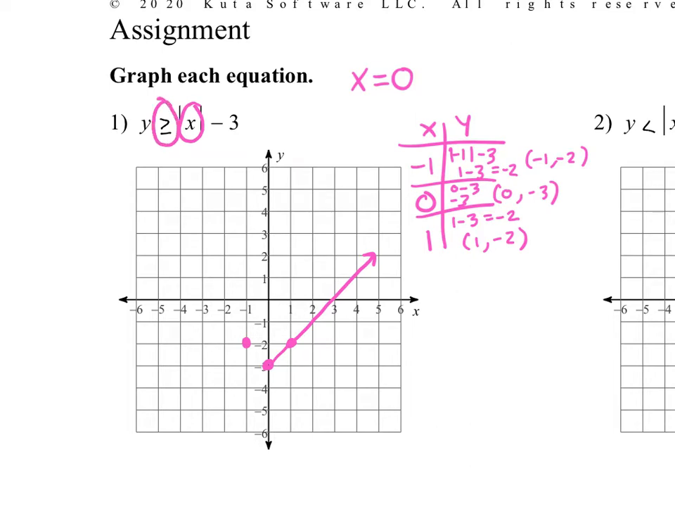Looking at this sign here, it tells us that our V is going to be a solid line. So we're good there. Next thing we need to do is plug in a point. So I'm going to plug in 0, 0. So I plug in 0 for x and 0 for y. So 0 is greater than or equal to 0 minus 3. So 0 is greater than or equal to -3. This is true, so that means I'm going to highlight everything inside here. So this is what your graph for number 1 needs to look like.